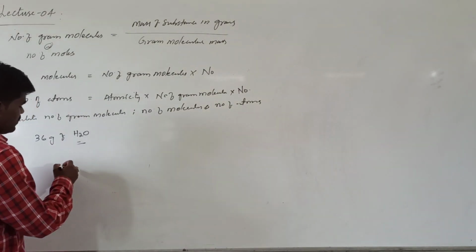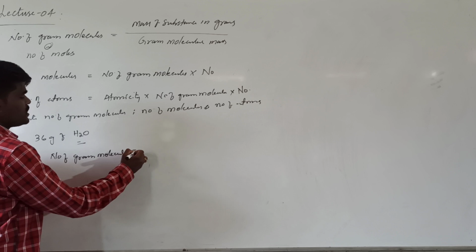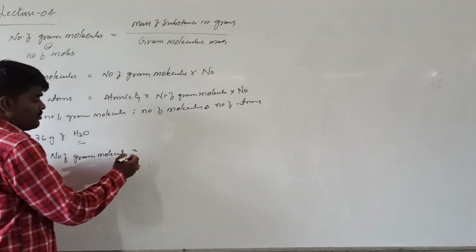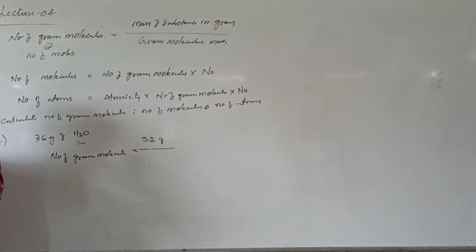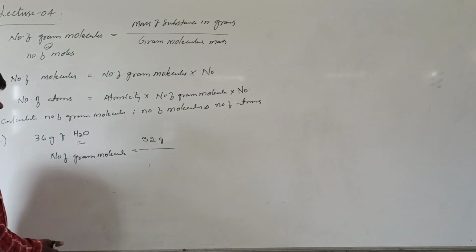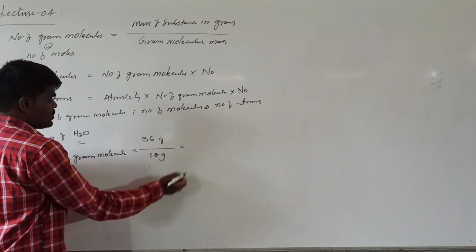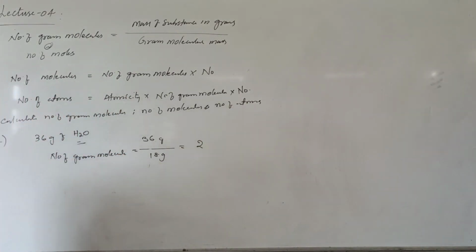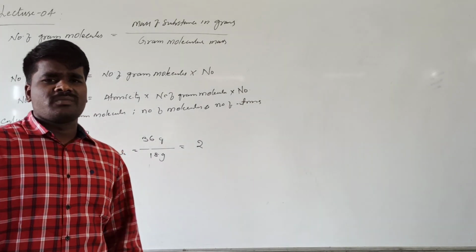Right? What is the formula? Number of gram molecules is equal to mass of the substance in grams upon gram molecular mass. What is the mass given? 36 grams. And what is the gram molecular mass of water? We have just seen that it is 18 grams. So the number of gram molecules will be 2 gram molecules, nothing but 2 moles. You are calculating the number of moles. The formula is mass of the substance in grams upon the molar mass of the substance.